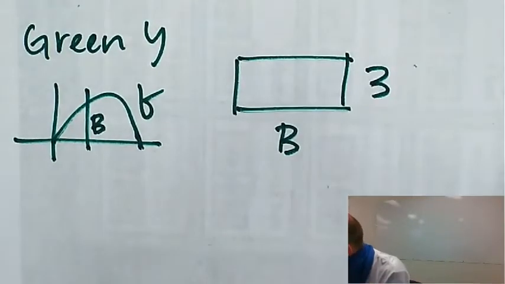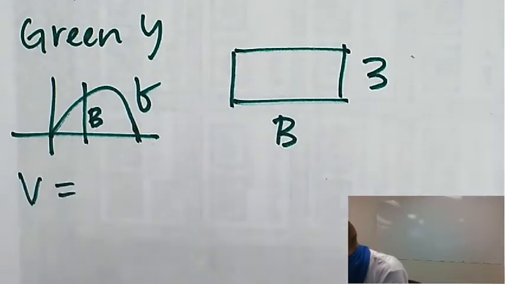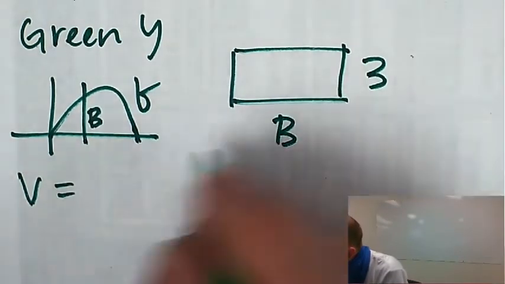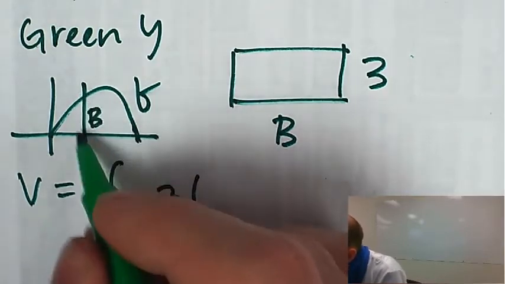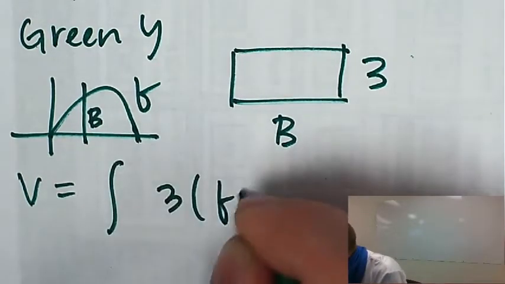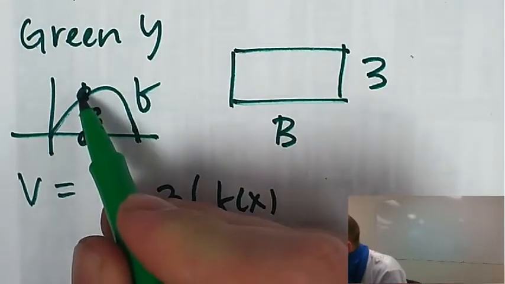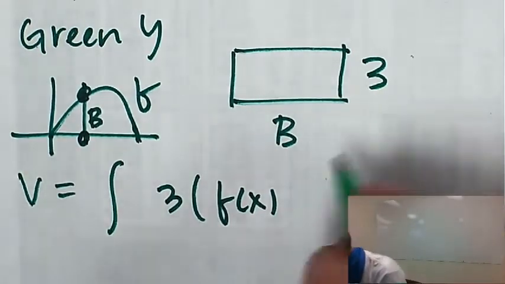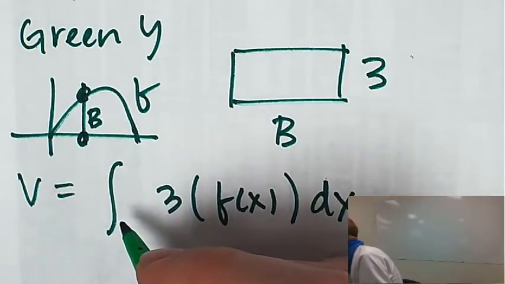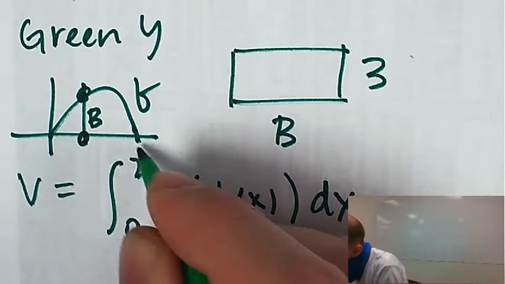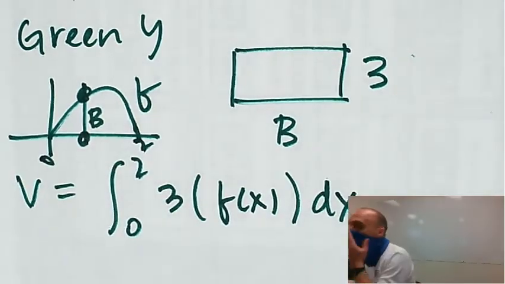My height is always 3. Remember, we want to get volume by integrating the area formula, but the area of this is 3 times the base. So it's going to be the integral of 3, and the base, that's f of x. It really is top. Let's say you wanted to do top minus bottom. It's y equals f of x minus y equals 0, from 0 to 2 or something. So that's answer choice A.